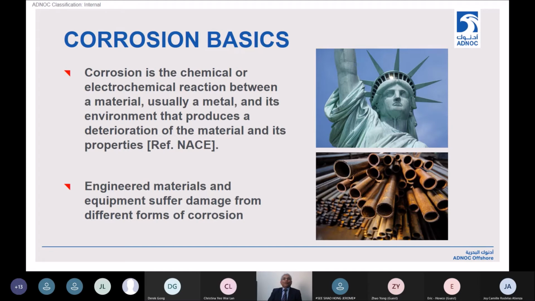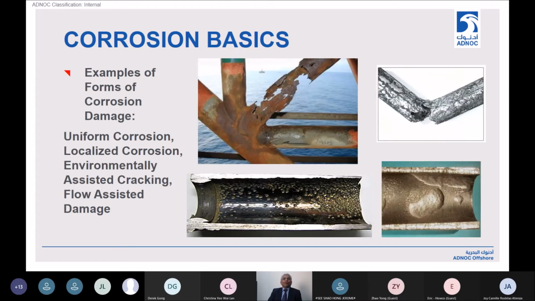So how do we manage that? We'll see it in the slides that follow. Engineered materials and equipment suffer damage from different forms of corrosion. We'll just take you through a glimpse of some of the damages that we generally see in the oil and gas industry, typically.